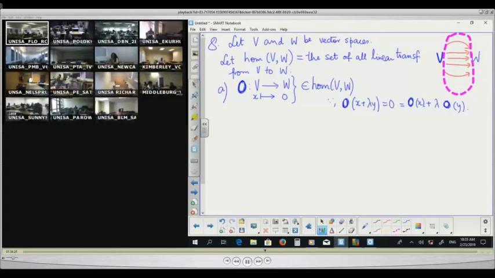Now, I'm saying that this set is always non-empty, whatever be V and W. So it at least has this function which I wrote like this, and I shall actually call this the zero homomorphism. Why do I say homomorphism?